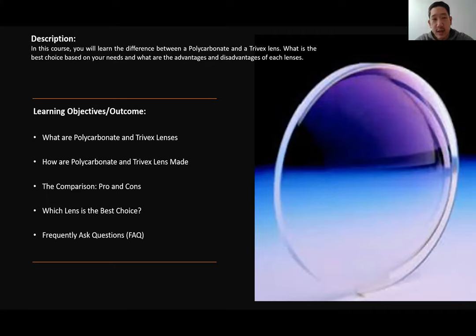By the end of the session, you should be able to, number one, understand the definition and meaning of a polycarbonate and a Trivex lens. Number two, determine how a polycarbonate lens and a Trivex lens are made, and do a side-by-side comparison between them, their advantages versus their disadvantages. I have prepared 12 criteria that we're going to be comparing. Then, which lens is the best choice? Depending on your day-to-day activity and your work, what is going to be your best choice in terms of lens? And last are the frequently asked questions that people usually ask regarding these two types of lens.